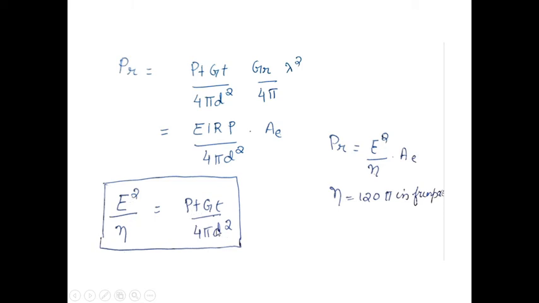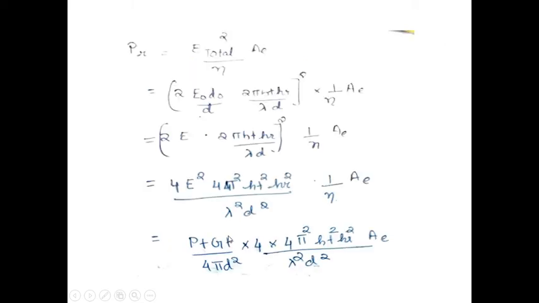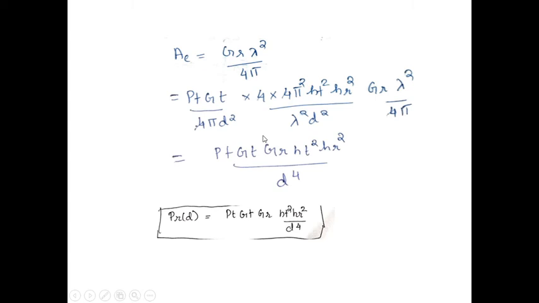can be replaced as Pt Gt by 4 pi d square. That replacement you have to make in order to get the final expression, and also AE can be replaced as GR lambda squared by 4 pi. So using these and solving, we will get the final expression for the received power at a distance d as Pt Gt Gr Ht square Hr square by d raised to 4. So this is our final expression for the received power at a distance of d.